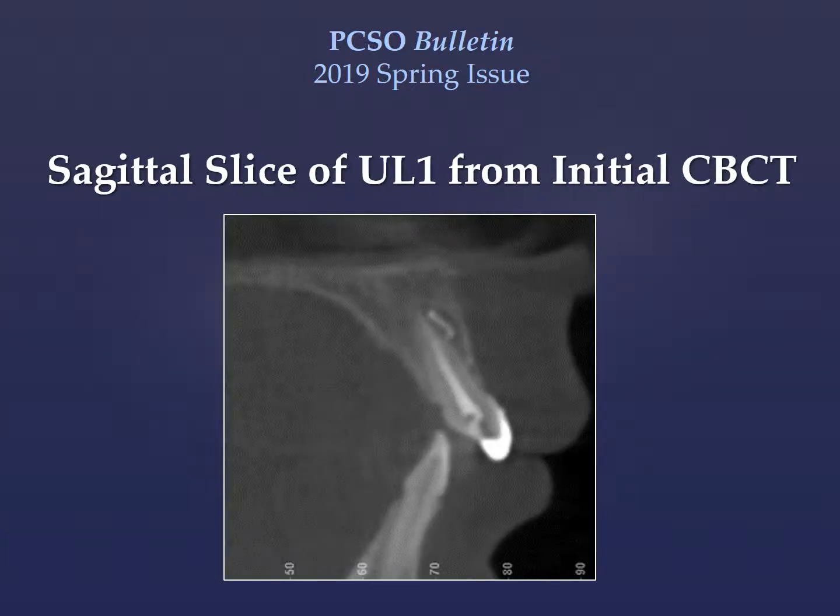A sagittal section of the CBCT was created to assess the upper left 1. This section view of the CBCT showed extruded gutta percha facial to the upper left 1 with a surrounding radiolucency buccal to the root. The tooth was asymptomatic and negative to percussion testing. Given the history of trauma to this tooth, the potential for ankylosis was noted.